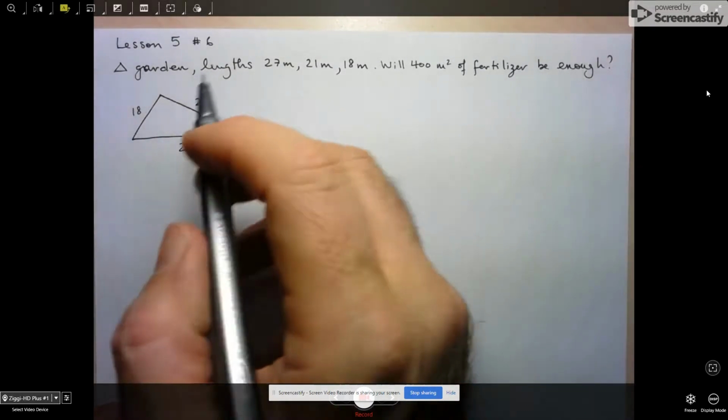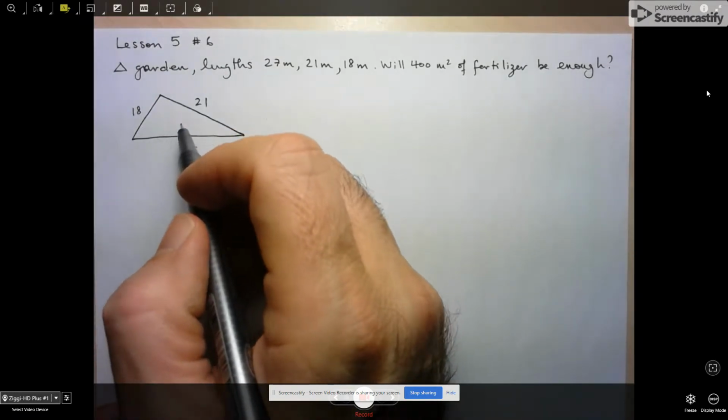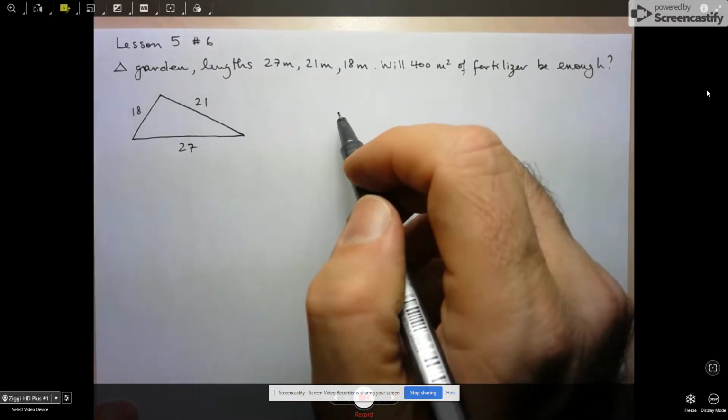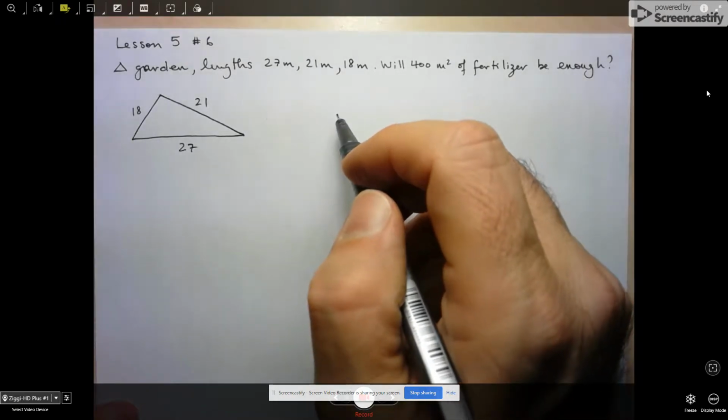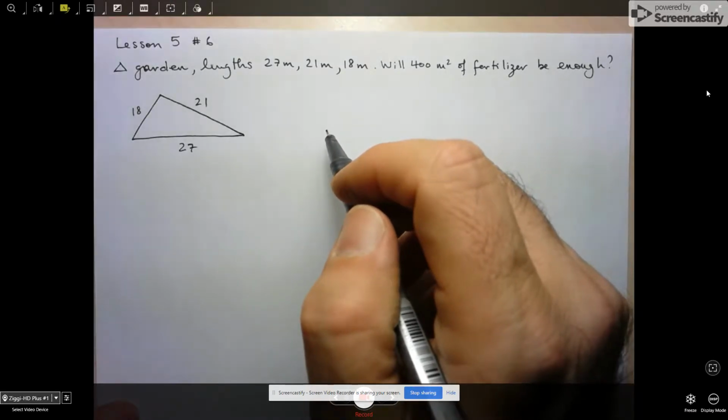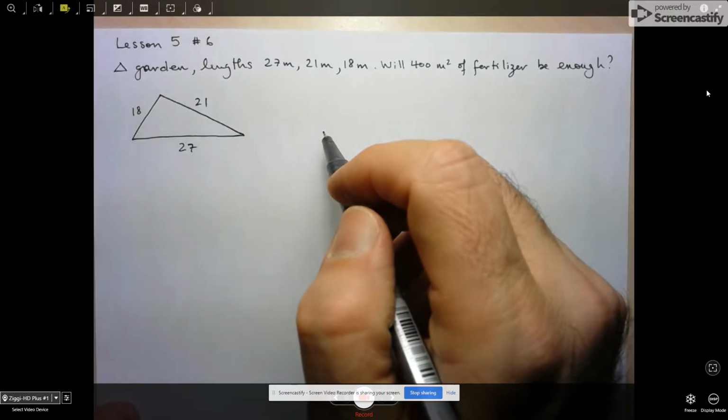In other words, what we need to do is see if the area of this triangle is less than or equal to 400 meters squared. Okay, if it's less than or equal to, it means there's enough. If it's greater than 400, not enough. So in order to find the area of this triangle, we're going to need the base and the height.